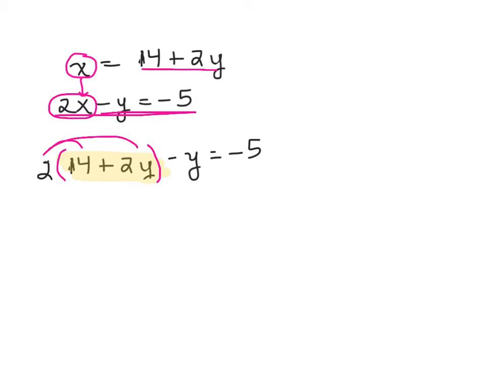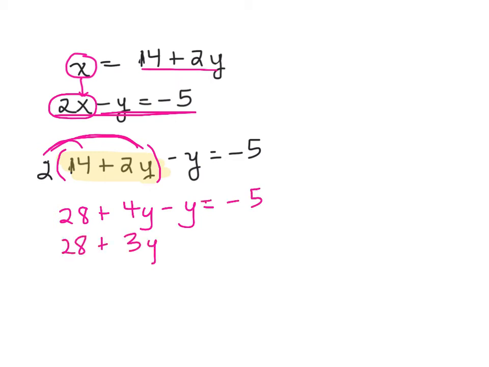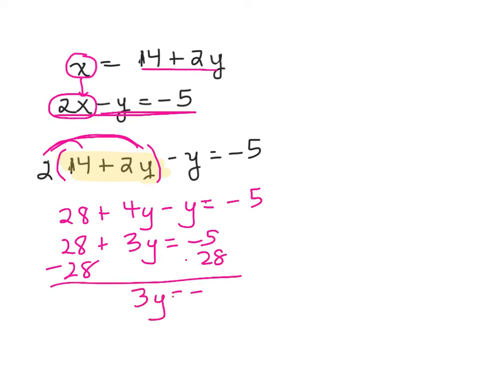2 times 14, 28, plus 4y minus y equals minus 5. That gives me 28 plus 3y equals minus 5. And if I solve here, subtract 28, I get 3y equals negative 33. That is going to give me y equals negative 11.